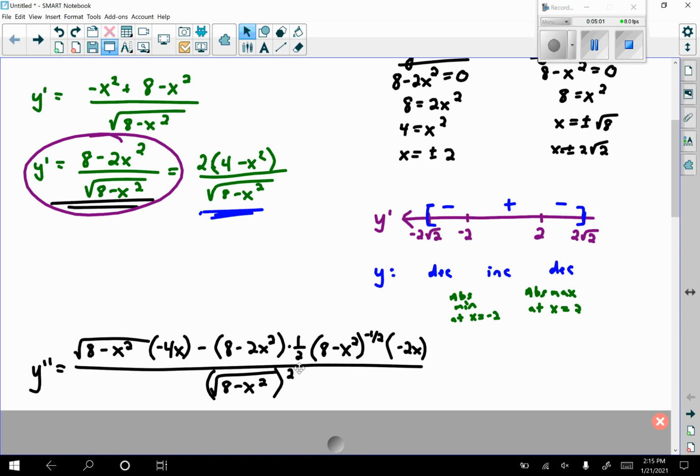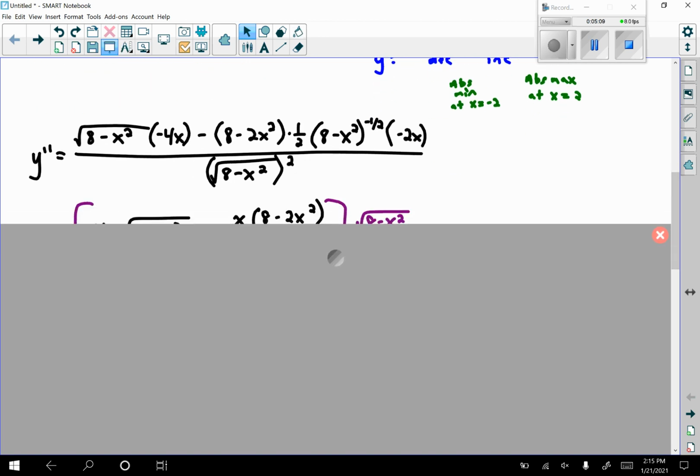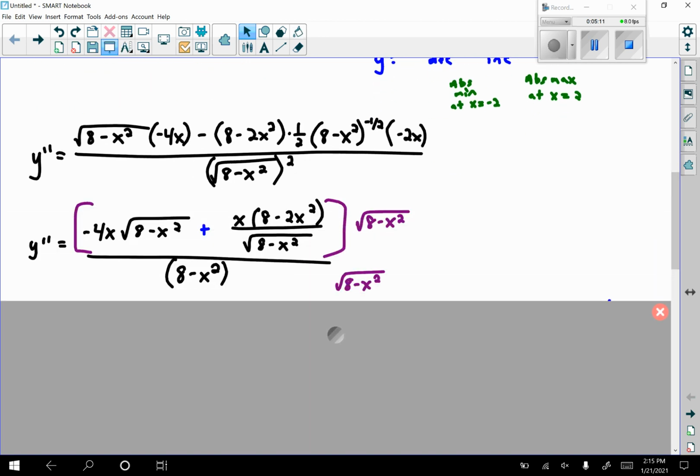Now everything over here is going to become its own little fraction. It doesn't drop to the overall denominator, but we create its own little fraction. I'm just going to rewrite the first part. Just look at what's inside here. I'm just going to rewrite this first part as negative 4x times the square root of 8 minus x squared.